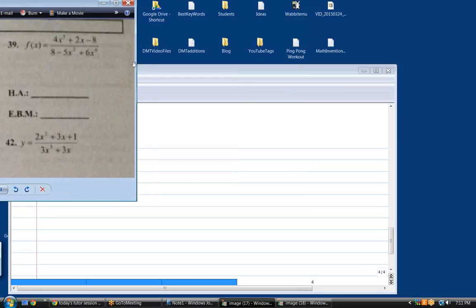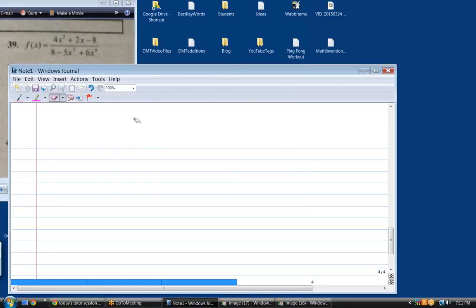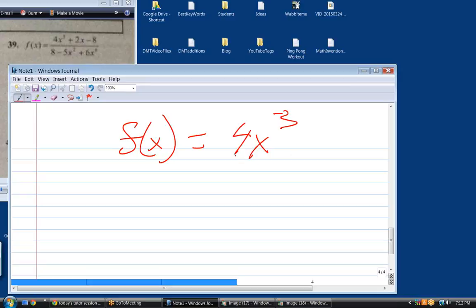39. What's the numerator's biggest degree? The numerator's biggest degree is 4x to the 3rd. And the denominator? Is 6x to the 6th. Is that a, yeah, that is a 6? Okay.